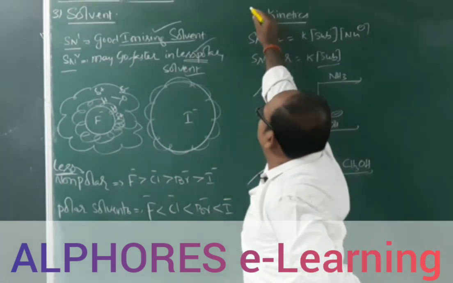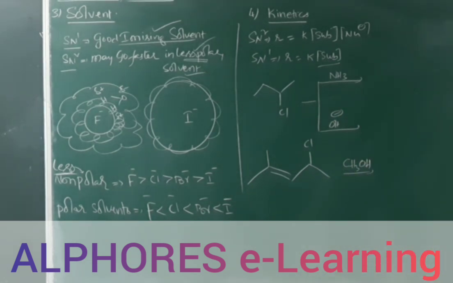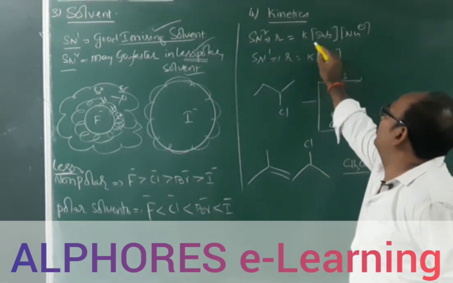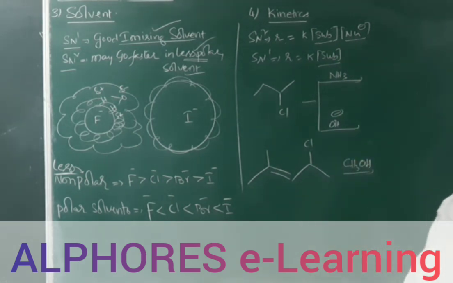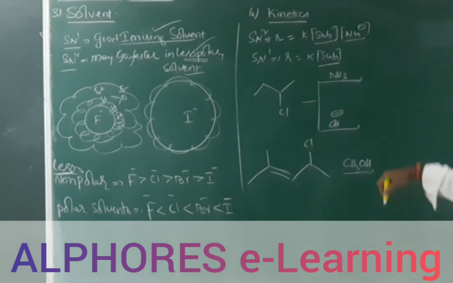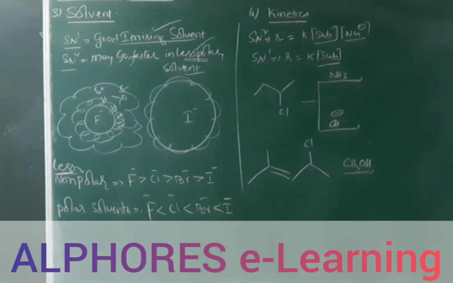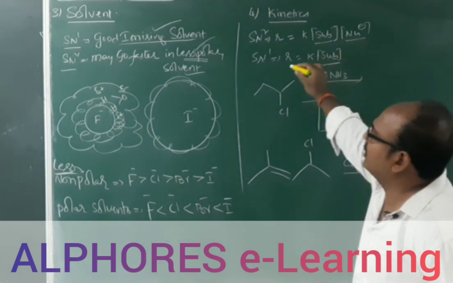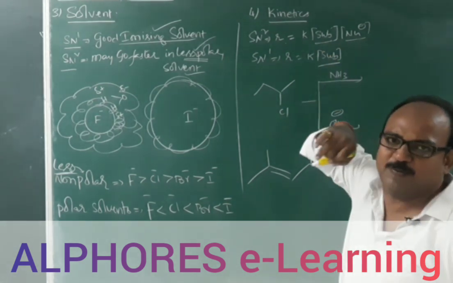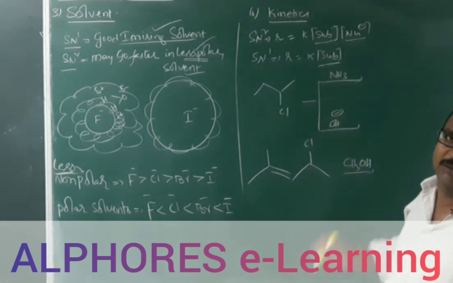Let's come to the fourth factor, kinetics. For an SN2 reaction, rate is equal to k into substrate concentration and nucleophile concentration. For SN1, only substrate concentration. So the strength or concentration of the nucleophile is not a criterion for SN1, as already discussed. As we discussed, SN1 preferably takes place for tertiary alkyl halides, and SN2 preferably for primary and methyl.